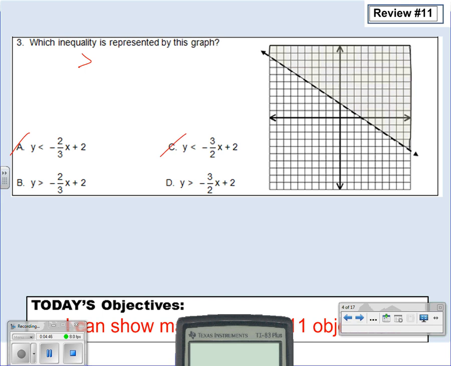Next, we're going to look at our beginning point. Okay, it starts at the 2. I'll look at B. Beginning point is 2.